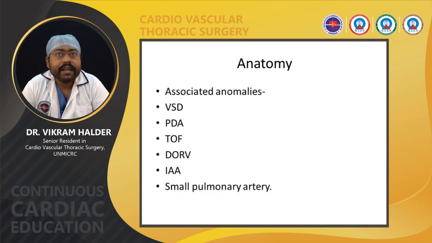And there are different associated anomalies in TAPVC like VSD, PDA, TOF, DORV, interrupted aortic arch and small pulmonary artery. TAPVC is commonly associated with heterotaxy syndrome, and 25 to 30% of TAPVC are associated with heterotaxy syndrome, and in that case they are associated with atrial isomerism.